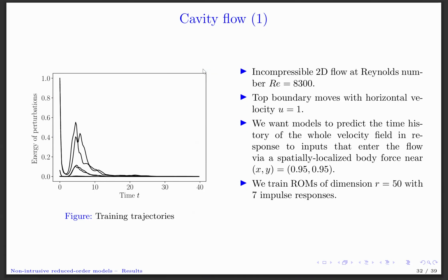Okay, so these are training trajectories. We have 7 of them. We want models of dimension 50. I think the full order model dimension was 20,000, if I'm not mistaken, in this simulation. So we go from 20,000 to 50.